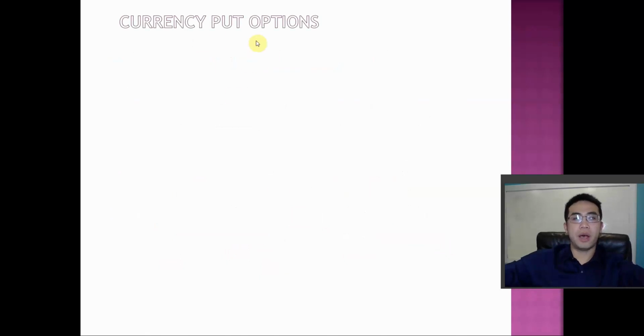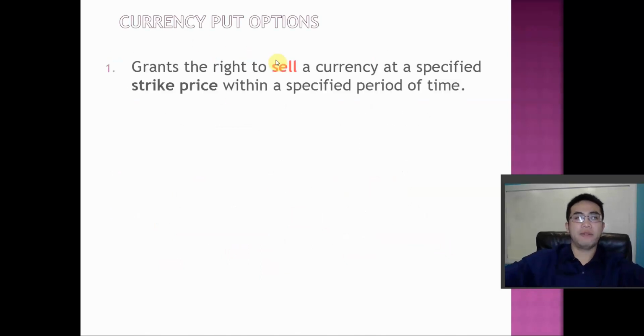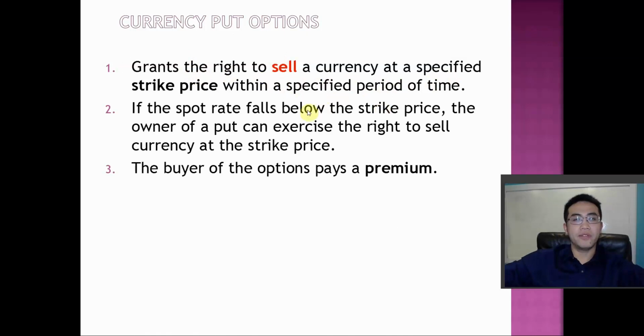We also have a put option, which is the other kind of option. It grants the buyer the right to sell a currency at a specified strike price within a specified period of time. If the spot rate falls below the strike price, then the owner of the put option can exercise the right to sell the currency at the strike price.